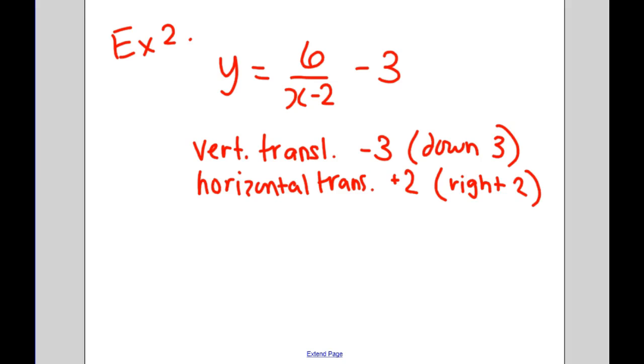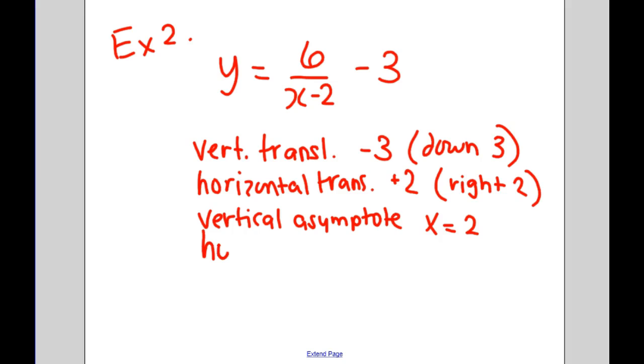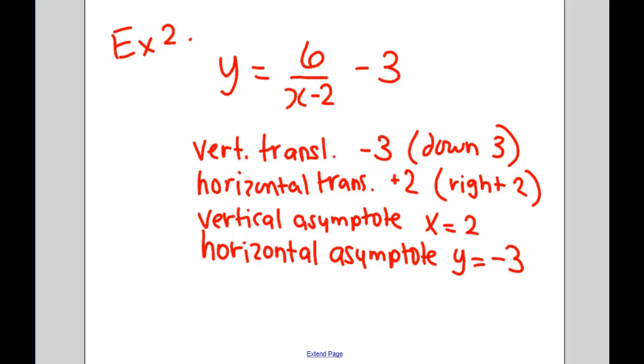Okay, can we tell where there's going to be asymptotes on here? We're going to have a vertical asymptote at 2, so we'll say x equals 2. And then a horizontal asymptote, so that'll be y equals -3. Okay, so we've picked those important parts out already.